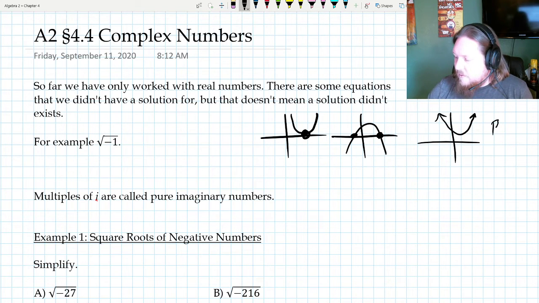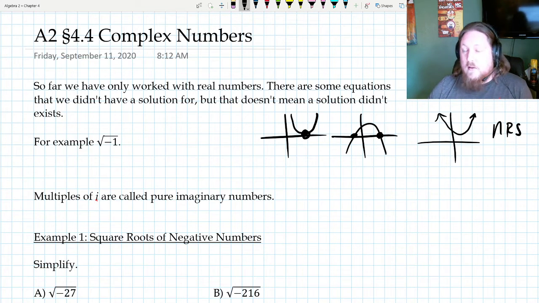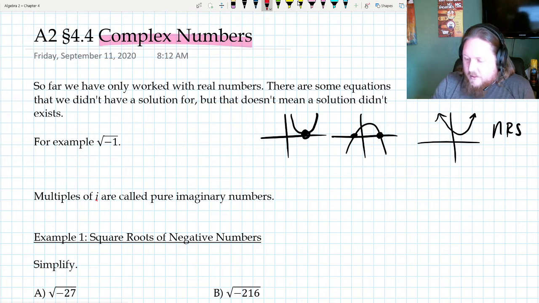And we said that was no real solutions. Now the thing is, there are solutions. They just happen to be complex numbers. So what is a complex number? First, we're just going to talk about where we just mean imaginary numbers. So we're going to use this word imaginary.